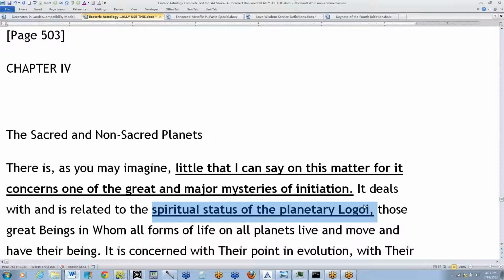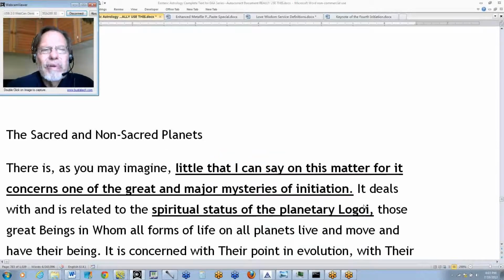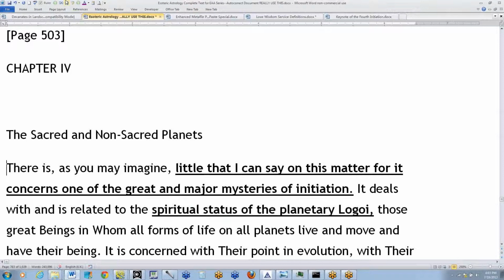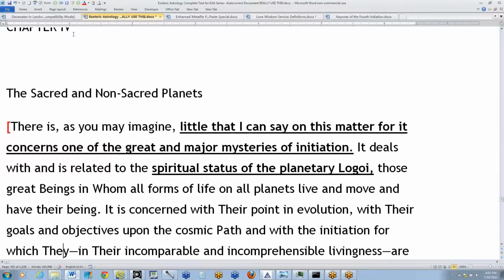Well, we can't talk about the spiritual status of our super-constellational Logos, the one about whom naught may be said. At the moment, we have nothing to compare it to. Those great beings in whom all forms of life on all planets live and move and have their being. So this is a question of the relative degree of evolution of great beings. What we are interested in is how the influences, the radiation of these beings affects life on Earth. At least that's our first concern, and then life within the solar system is also of interest because that too affects the life on Earth.